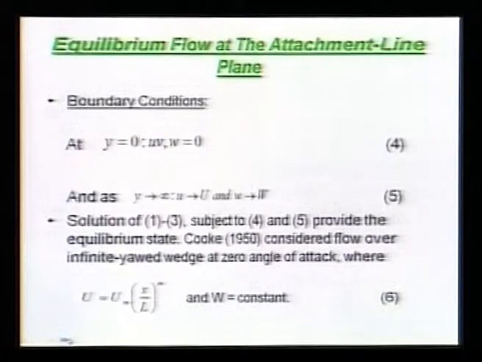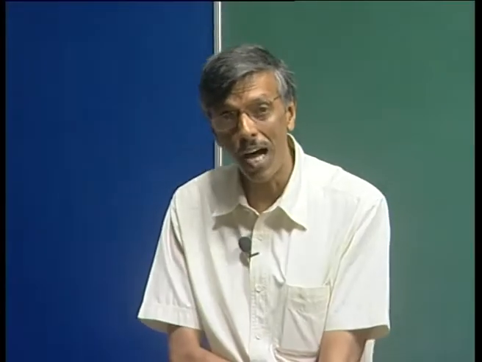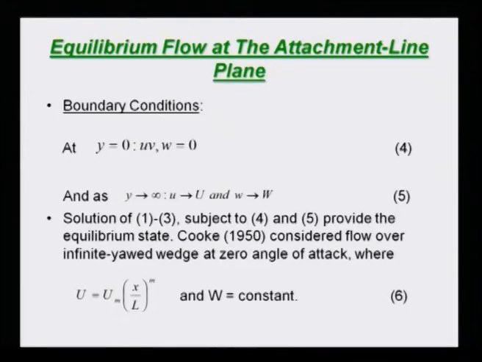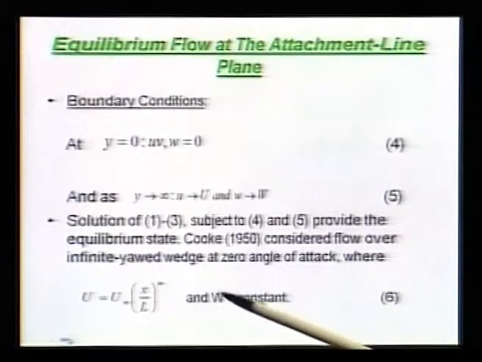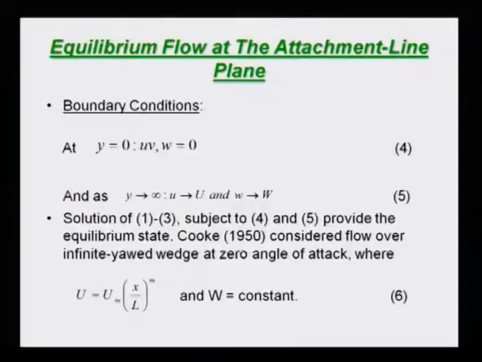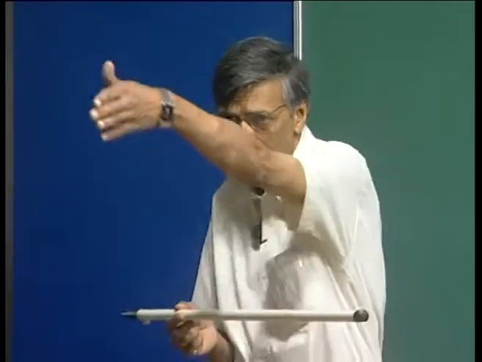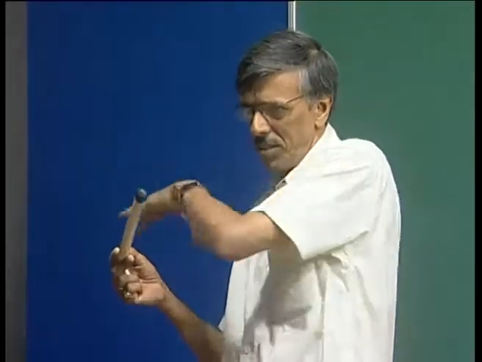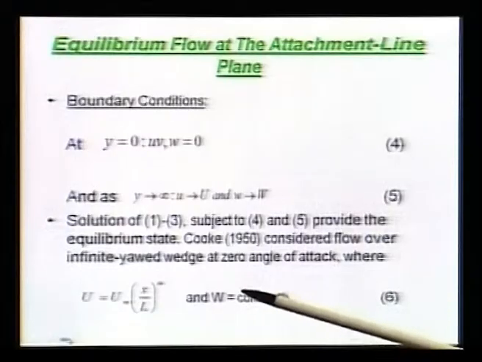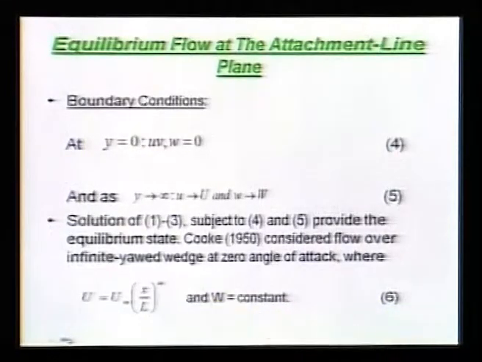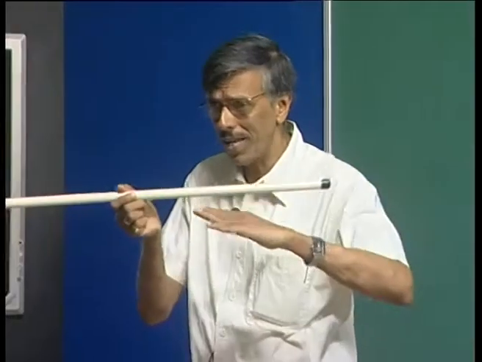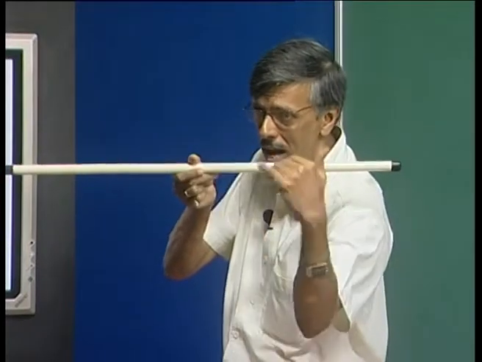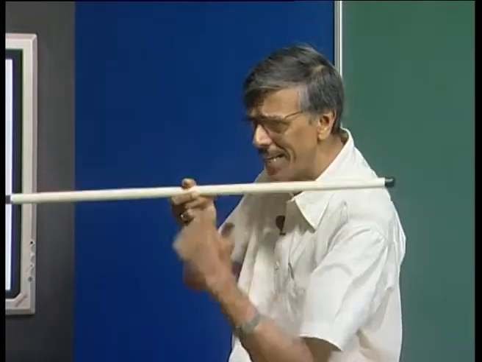Cook actually thought of extending what Faulkner and Skan had already done for flow with pressure gradient. We have talked about the Faulkner-Skan profile. So, Cook basically extended that same idea, that here we are talking about an infinite yawed wedge. So, if the flow is like this, you have a wedge here, okay, but that is infinite in this direction, right. So, if you are looking at the 0 angle of attack case, basically the wing itself, that attachment line plane itself, I am considering there is a wedge there, okay, and the flow is coming right at the leading edge of the wedge.